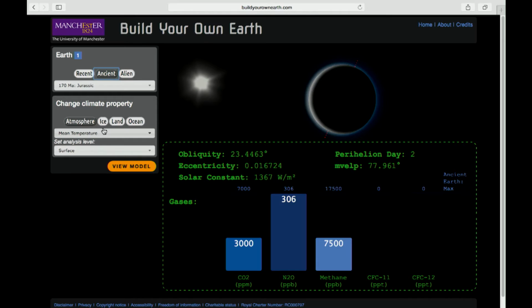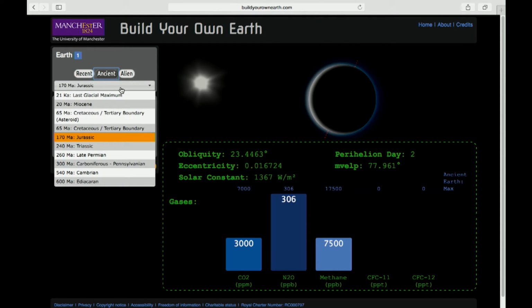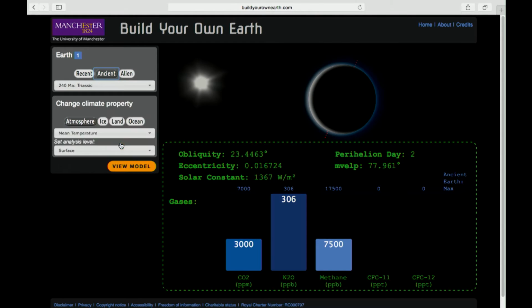What we're going to do is look briefly at the various maps of topography for these ancient Earth simulations and try to think how these may impact the global climate system in terms of ice and ocean current formation. Let's look at one ancient Earth in particular, the Triassic simulation, where the supercontinent Pangaea would be the dominant feature.